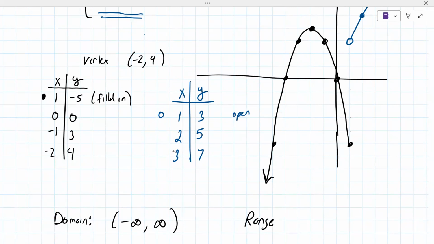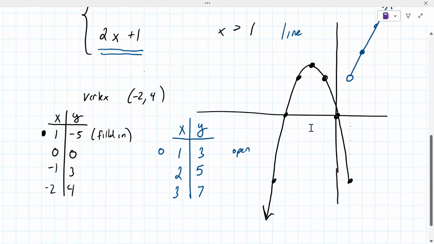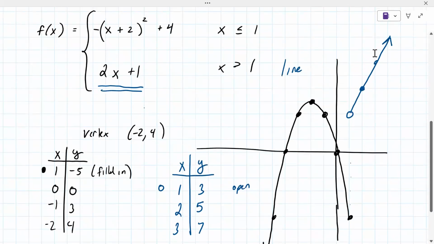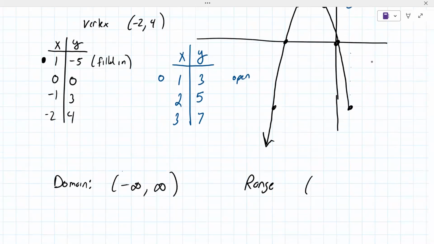The range, that's where you got to look at the graph. You got to see how far down does it go? And this goes down forever. How far up does it go? This goes up forever. So this would be minus infinity to infinity also.